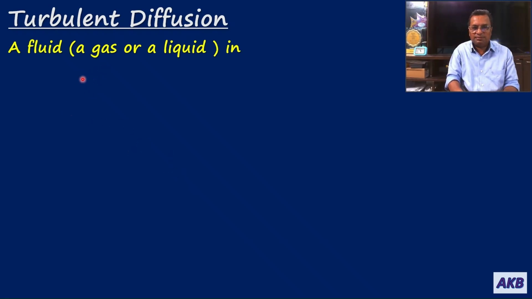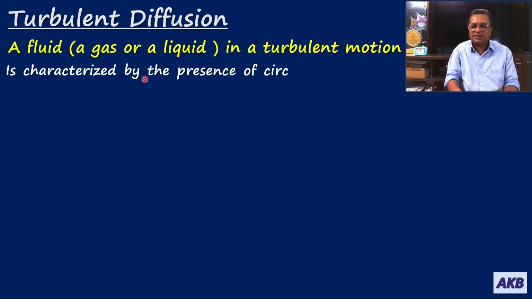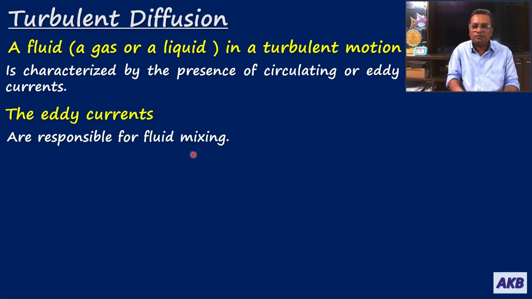A fluid, it could be a gas or a liquid, in turbulent motion. When a fluid, either gas or liquid, is flowing under turbulent conditions, then this fluid is characterized by the presence of circulating or eddy currents. So when there is turbulence within a fluid, there are circulating or eddy currents. And these eddy currents, what do they do? They are responsible for fluid mixing. These eddy currents bring about mixing of the fluid.